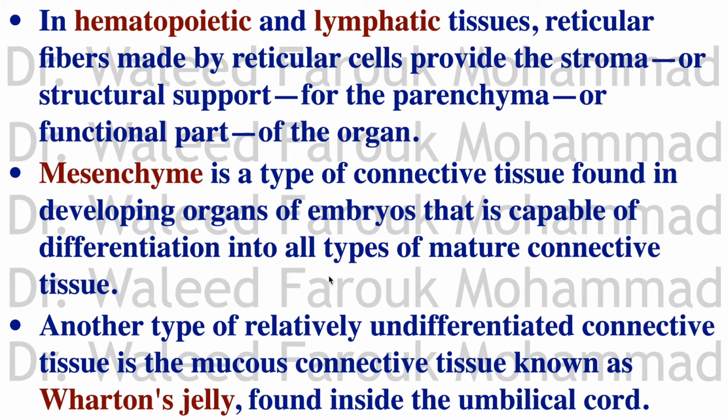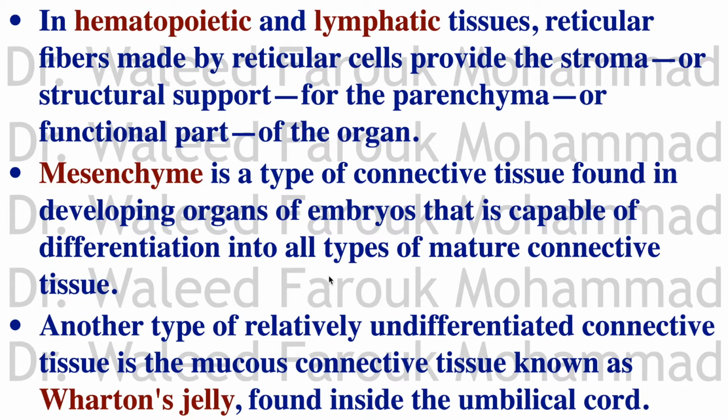In hemopoietic tissue, which is the tissue responsible for the production of blood elements, and lymphatic tissues, reticular fibers made by reticular cells provide the stroma or parenchyma upon which the structure of these tissues is laid.